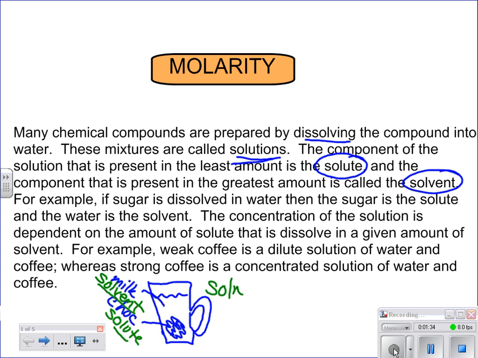Molarity is just looking at the concentration of that solution. It's a way of describing that. So you can have something that's very concentrated or much less concentrated, more dilute. If you have a bunch of solute, then it's going to be more concentrated. If you have less of your solute, it's going to be more dilute or weaker. And the example that's talked about here is coffee.